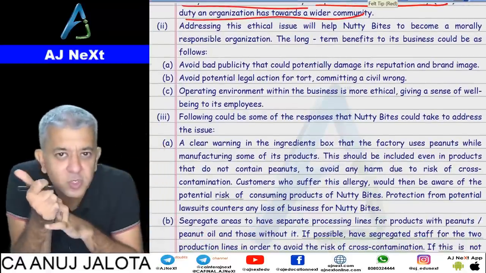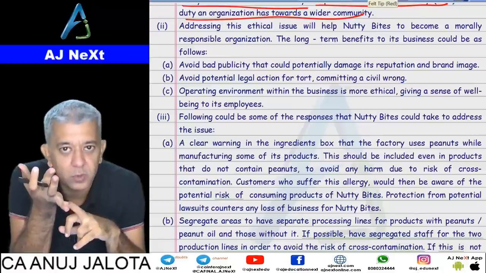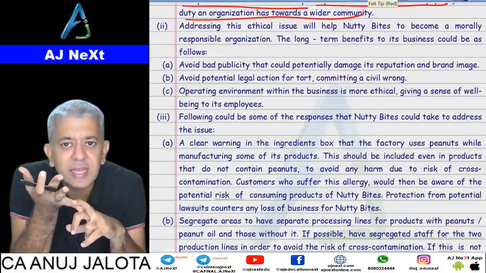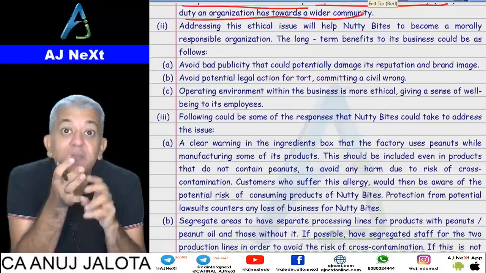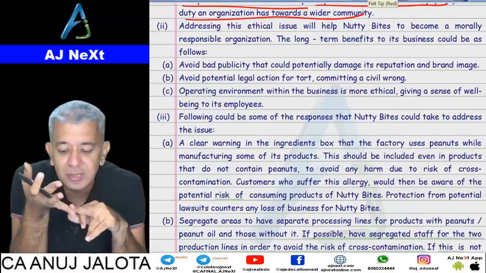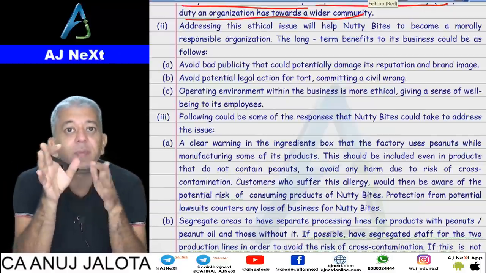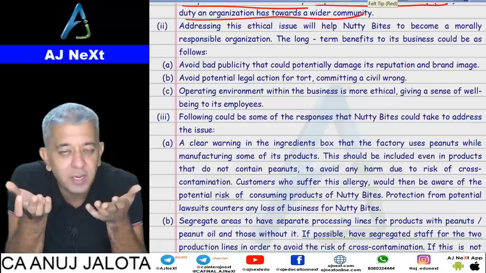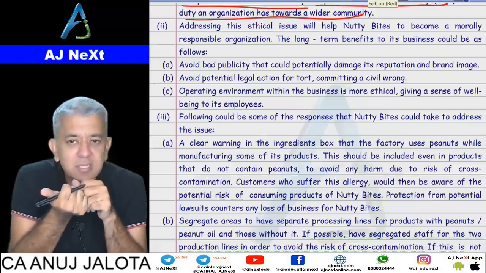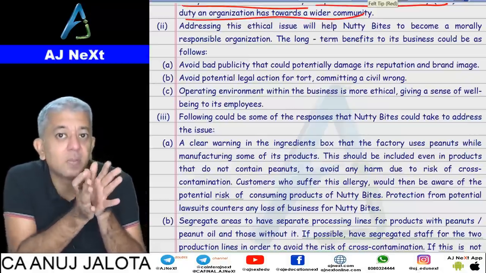I think the first one is that if you disclose it, then in future, if there is any legal action, we will be able to avoid any kind of penalties. That is one single thing I will say in terms of financials.